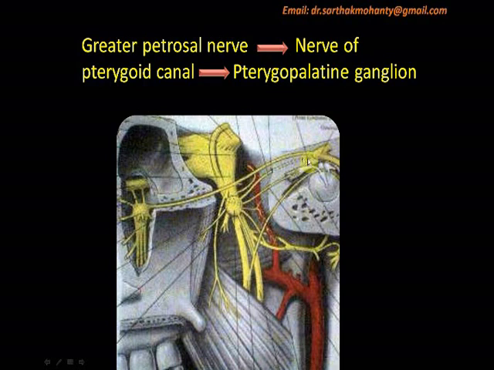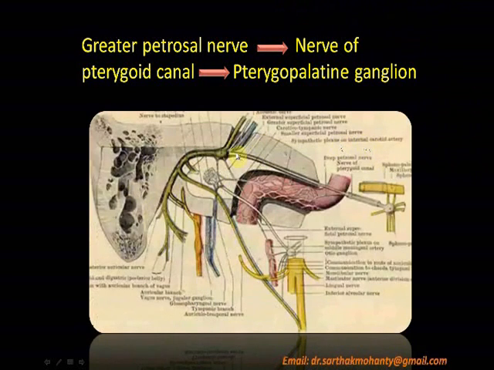So the facial nerve forms the functional component of the pterygopalatine ganglion rather than the maxillary nerve. This is the maxillary nerve, which forms the structural component of the pterygopalatine ganglion. Now this is another picture of the greater petrosal nerve. Here is the nerve, continues forward as the nerve of the pterygoid canal and joins the pterygopalatine ganglion.